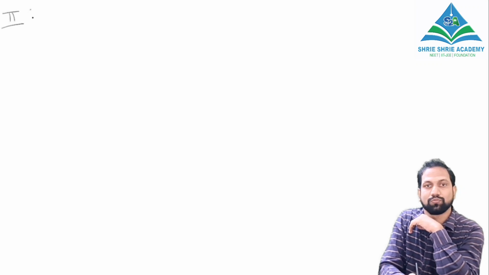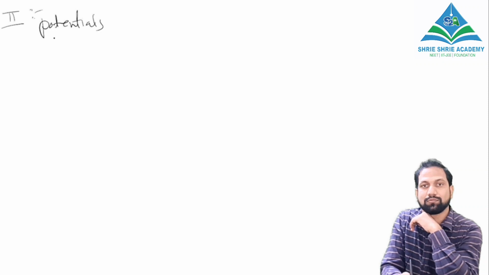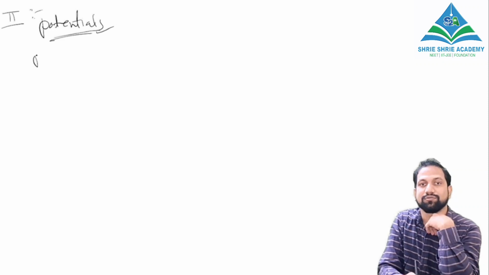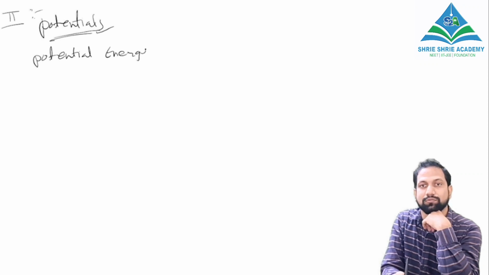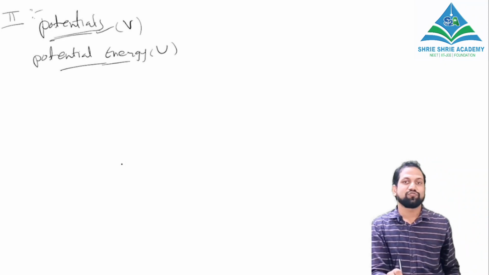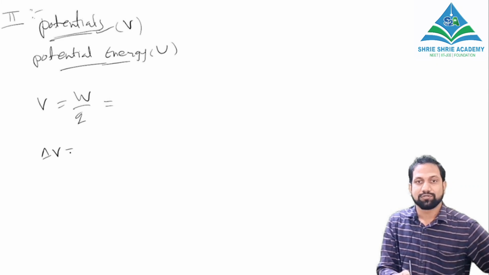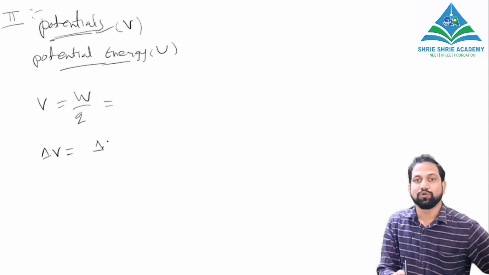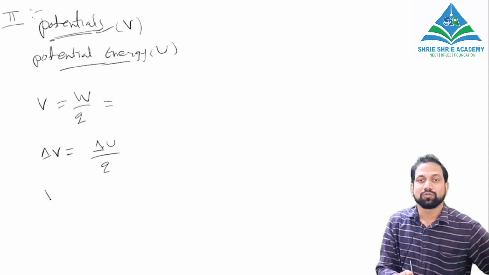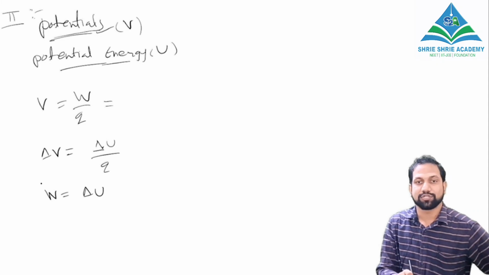Part 2. Part 2 of electrostatics contains potential and potential energy. You should not neglect this. The symbols are V and U. The relation between them is very simple. First, potential is W by Q, and the potential difference is equal to the potential energy difference by Q, so that work done equals the change in potential energy.